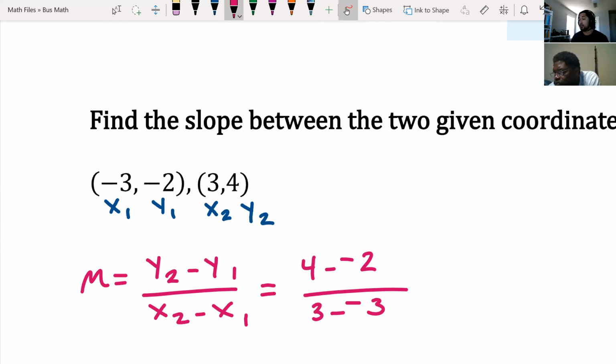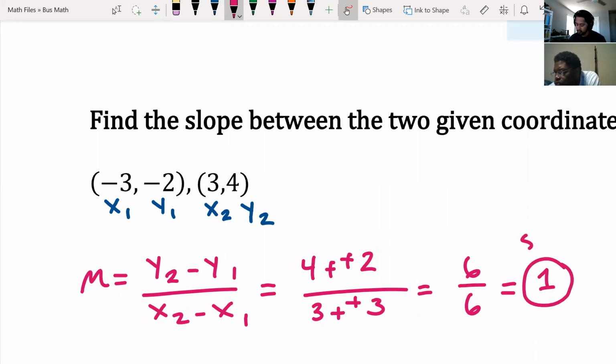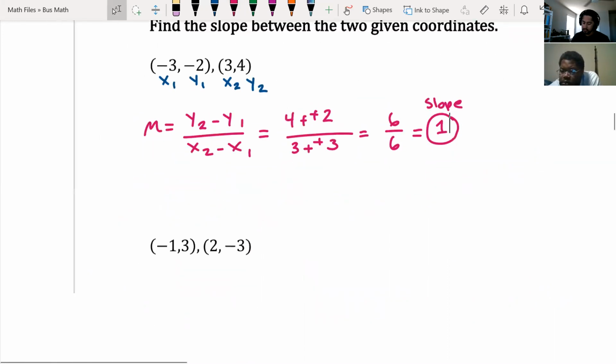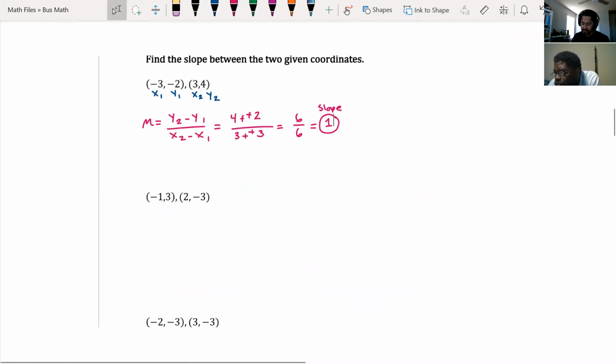Okay, and let's go ahead and simplify this. We all know that minus minus turns into what? Positive. Yay, plus plus. Good. So this means you'll get 4 plus 2, you'll get 6 over 6. And the slope between these 2 points given happens to be 1. That is the slope. Okay, there you go. Label everything nice and neat.